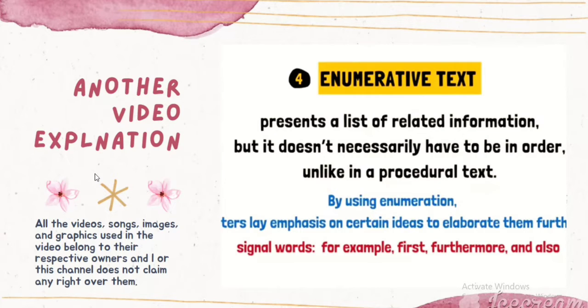An enumerative text presents a list of related information, but it doesn't necessarily have to be in order, unlike in a procedural text. Some of the signal words we should pay attention to are, for example, first, furthermore, and also.